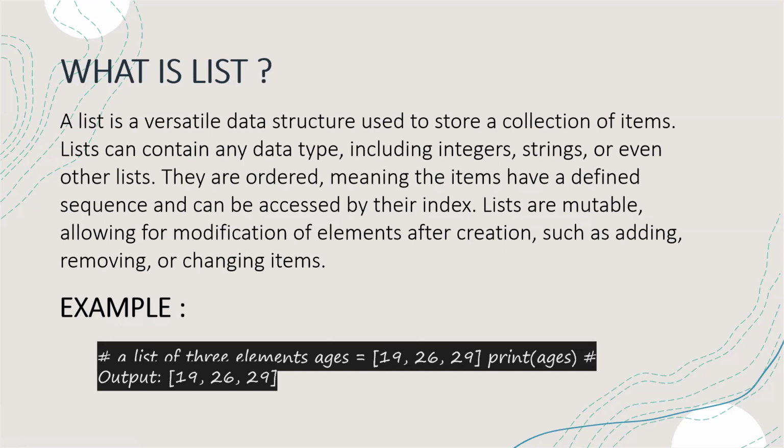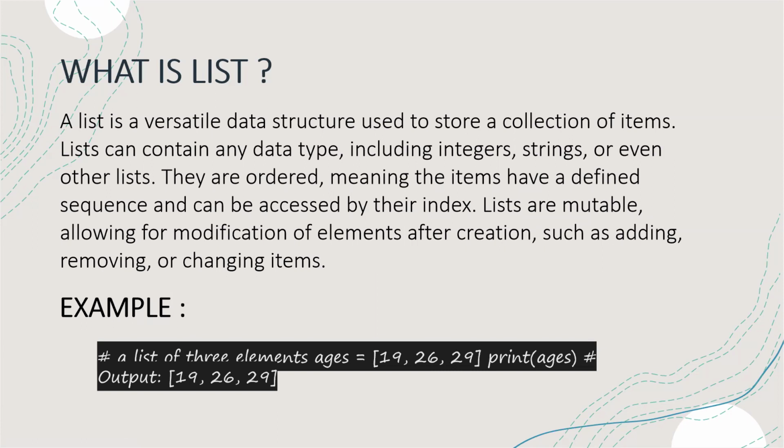Here, what is a list? A list is a versatile data structure used to store a collection of items. A list can contain any data type, including integers, strings, or even other lists. They are ordered, meaning the items have a defined sequence and can be accessed by their index. Lists are mutable, allowing modification of elements, such as adding, removing, or changing the items.